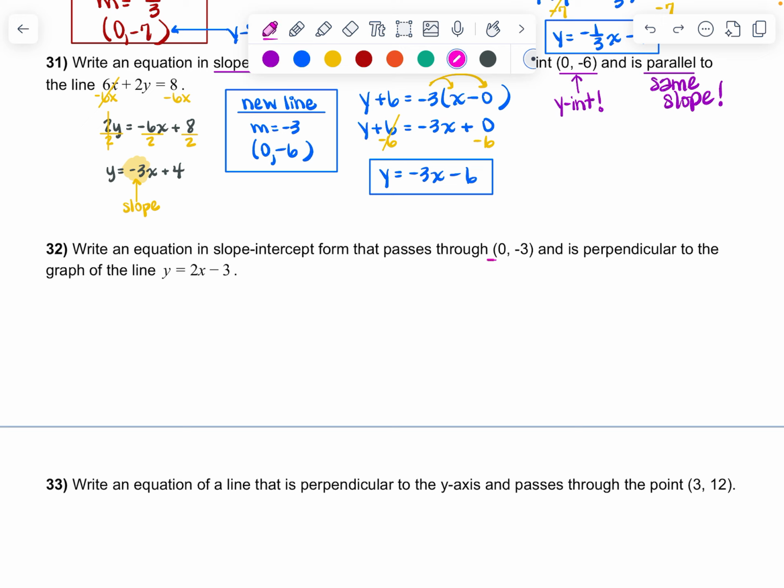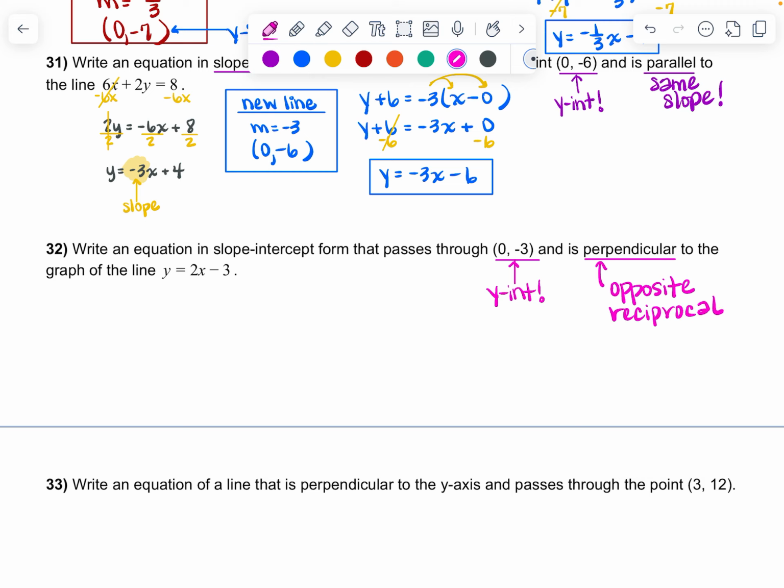All right, number 32. Write the equation in slope-intercept form that passes through 0, negative 3. Oh my goodness, we did it again. That is a y-intercept because the x value is 0, and is perpendicular.